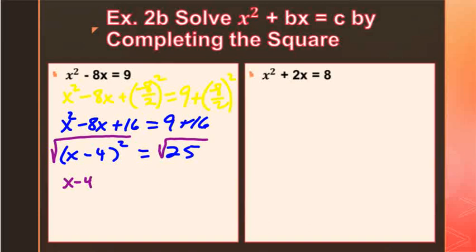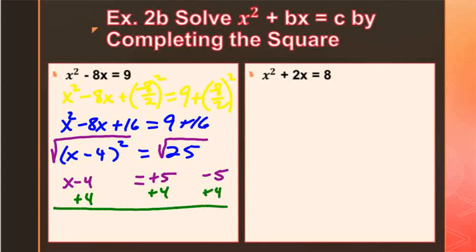So I need to find the square root of 25. And remember, from a previous lesson, you get a positive 5 and you get a negative 5, because 5 squared is 25, and a negative 5 squared is also 25. Now we solve for x. So I need to add 4 to both sides. And I get my two answers. X can be a positive 9 and a negative 1. Those would be our two values for x.